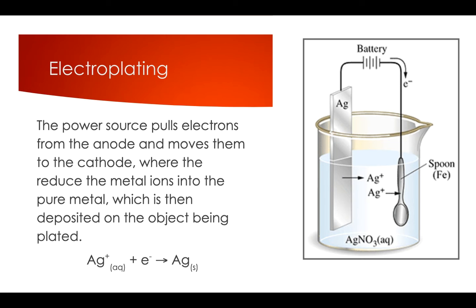So what happens is the same as in the other electrolytic cells. The power source is going to pull electrons from the anode and move them to the cathode. And then it will reduce the metal ions into the pure metal, which will then be deposited on the object being plated. So the silver ions from the solution will join together with the electrons that are being pulled from the anode, and then it will change them into solid silver, which will coat the spoon.